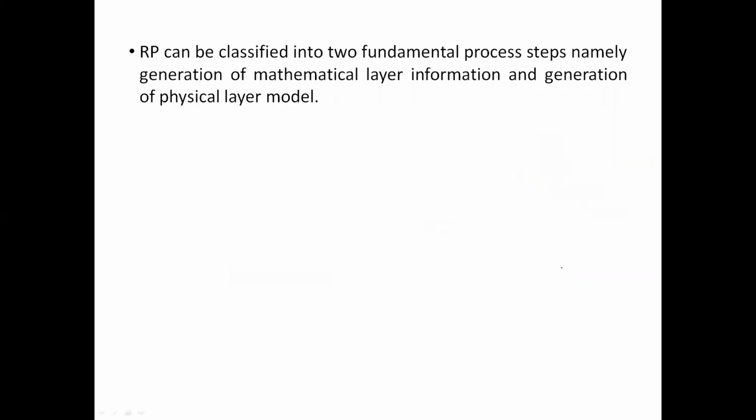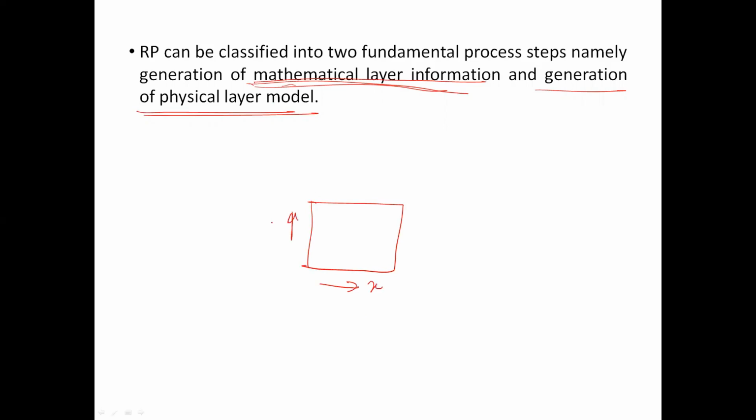Now the information that is generated here can be stored in two forms. The first is the mathematical layer information, and the second is the generation of the physical layer model. Now, how are we doing this? Assume this is your contour plane, this is your x plane, and this is your y plane. And this is the geometry that you have fabricated.